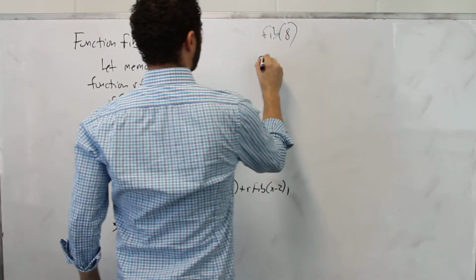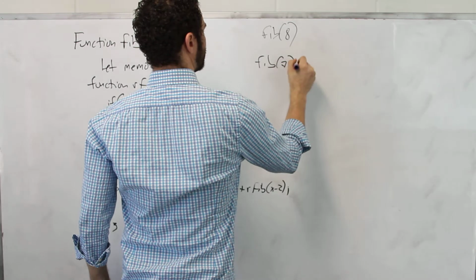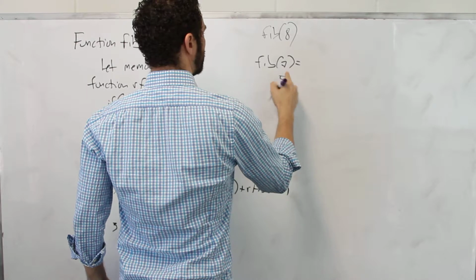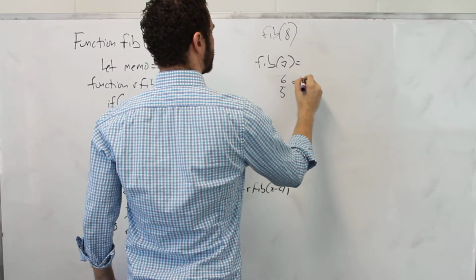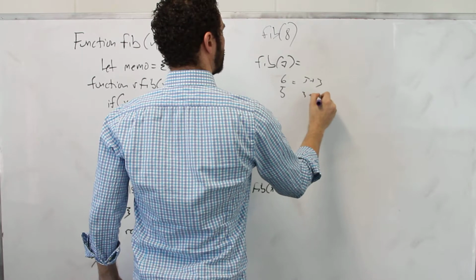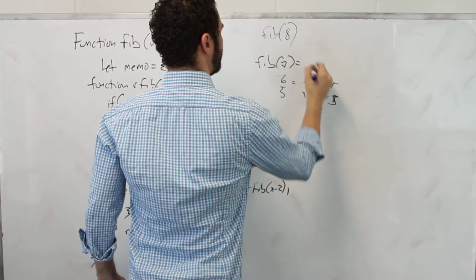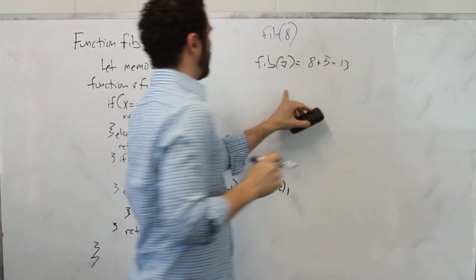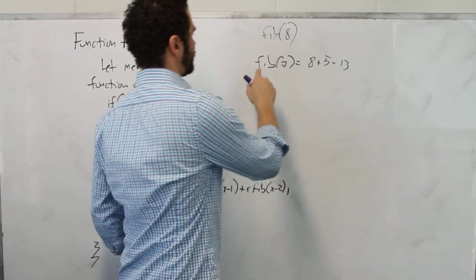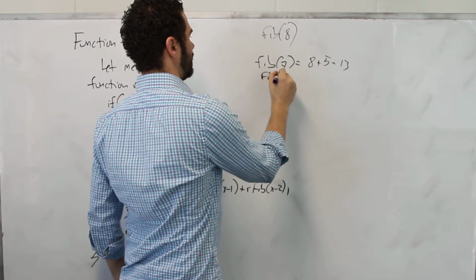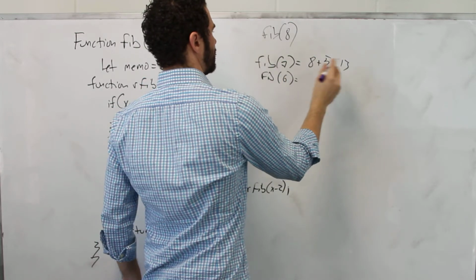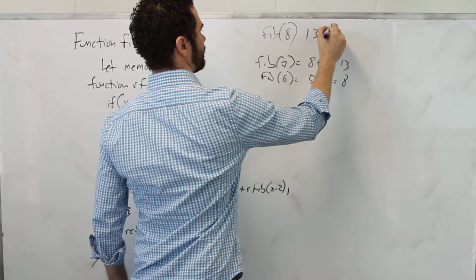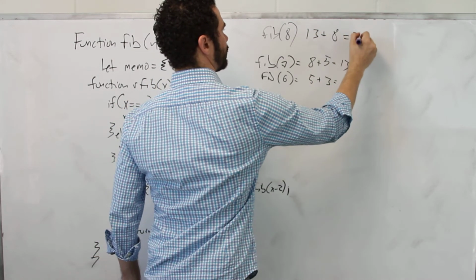Then we get to fib of 7, which is adding fib of 6 plus fib of 5, which is 5 plus 3, which is 8, plus 5, which is 13. And now we get to fib of 8, which is adding fib of 7 plus fib of 6, 13 plus 8 equals 21.